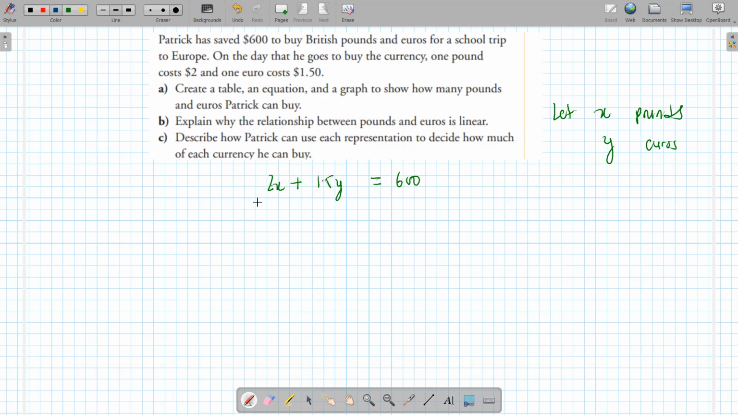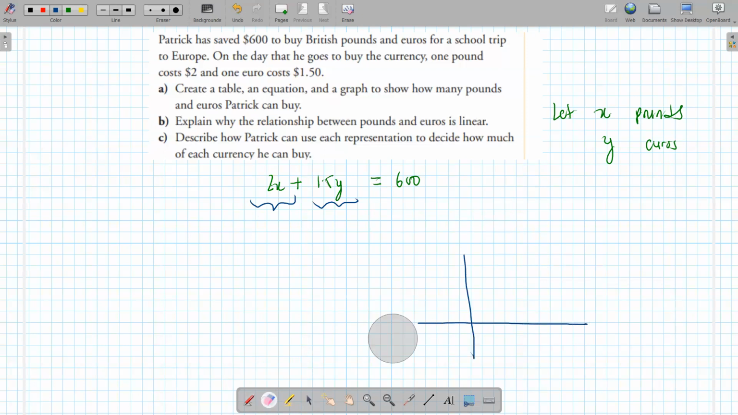Now again, notice this is the amount she spends on pounds. This is the amount that he spends on euros. And we're going to add them up because it has to add up to 600. Again, this is a very simple equation, right? And we can graph this really quickly.